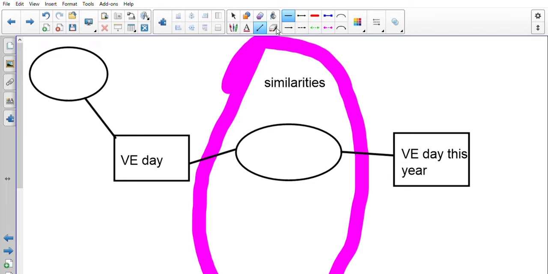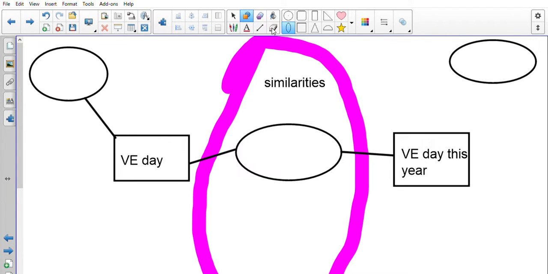Okay, because there's no link to contemporary VE Day or modern VE Day, that's why it's over on this side and not linked. If I had something that was only really appropriate for VE Day this year, or a modern time VE Day, that would come over on this side. It would be how it changed, how it's different to how it used to be in the past. Okay, so I hope that makes sense with these.